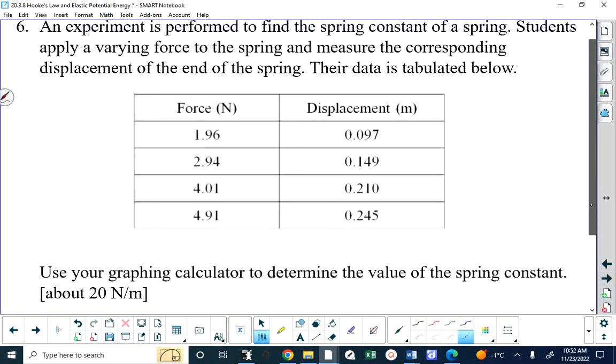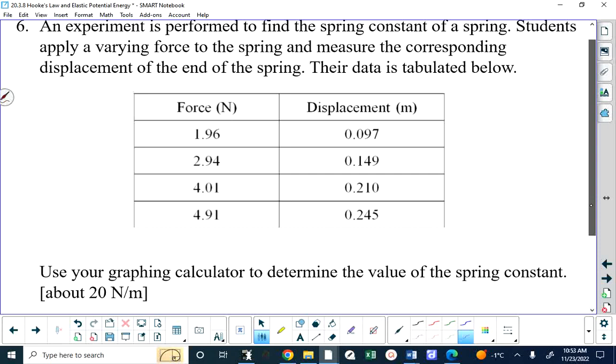They've applied a force. It doesn't actually say that they hung a mass to a vertical spring, so maybe they just taped one end of the spring to a tabletop and hooked a spring scale, a Newton scale, to it and stretched it and read how many newtons of force it was and determined the displacement of the spring. Using your graphing calculator, determine the values of the spring constant.